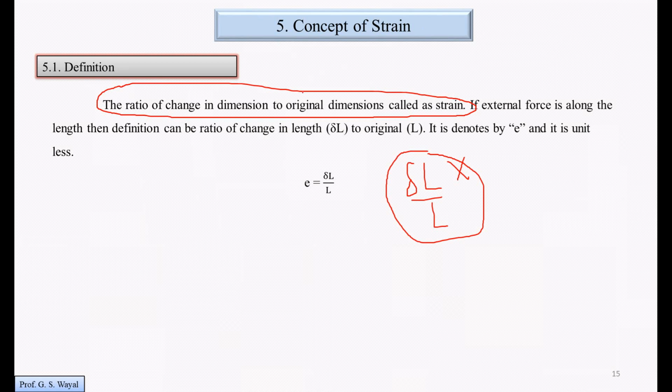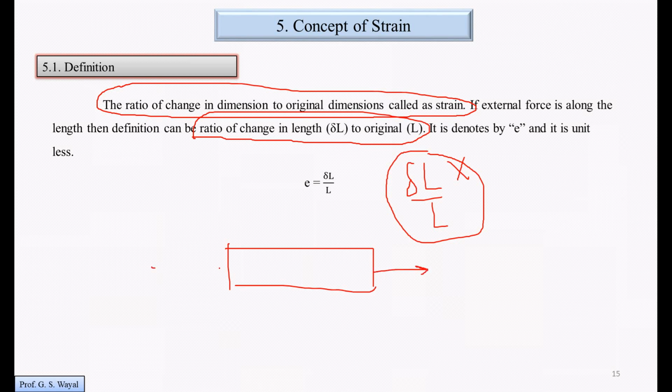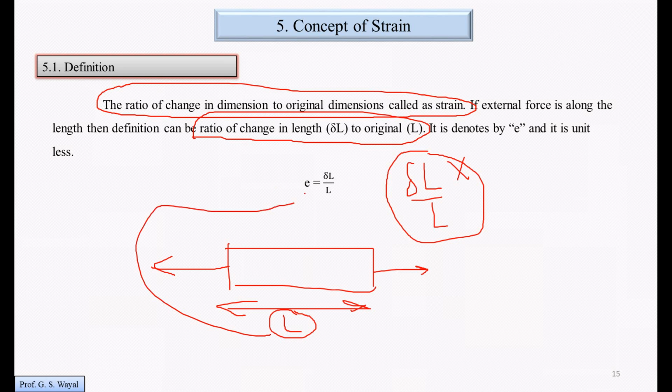If the external force is acting along the length, then and only then you can consider the ratio of change in length to the original length as strain. It means suppose any member is subjected to a tensile force, and that external tensile force is along the length, then and only then can we call this particular strain the change in length by original length.